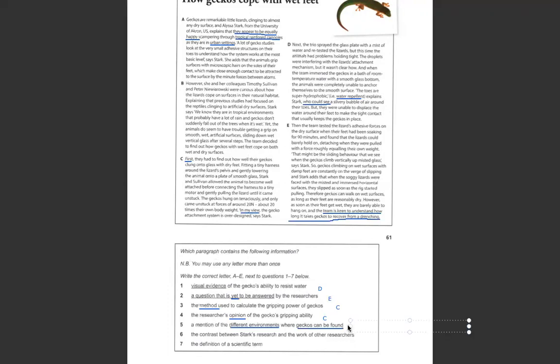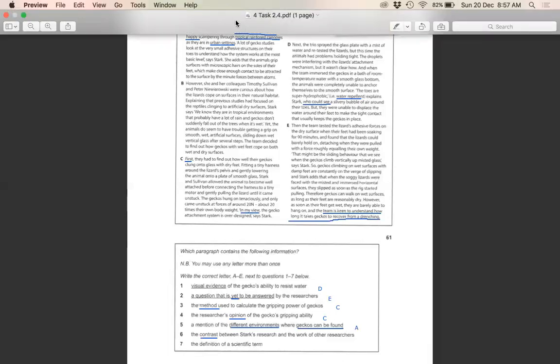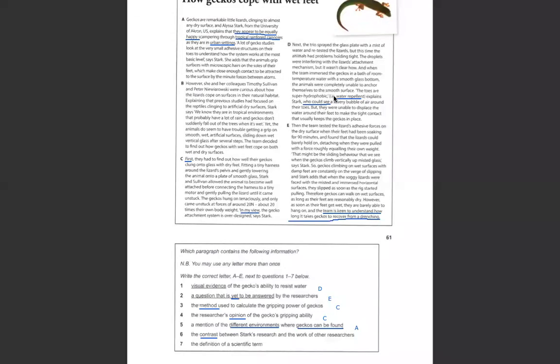So A is correct. Number 6, we had to search for that contrast, so a difference in the research that they did. Right, please type your answer for number 6 in the chat box.